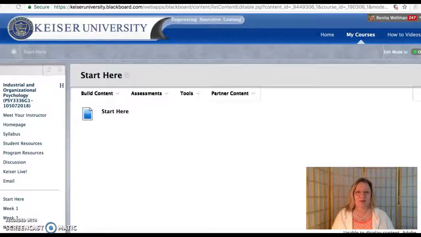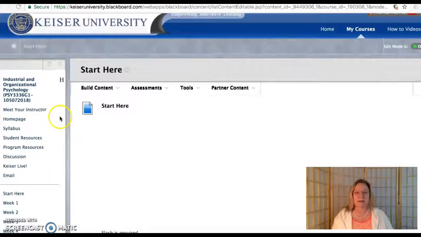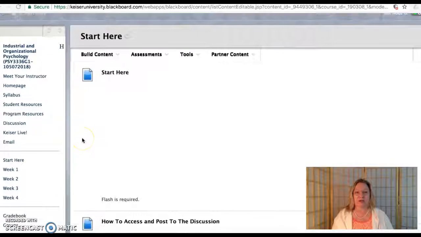Welcome to Industrial and Organizational Psychology, Psychology 336. This is going to be a higher level course. Most of you are already very familiar with how to write APA style. Sometimes there are a few questions about how to get started in week one, so I'm going to go over a few things. Here we have the Start Here area, which you'll find right there.